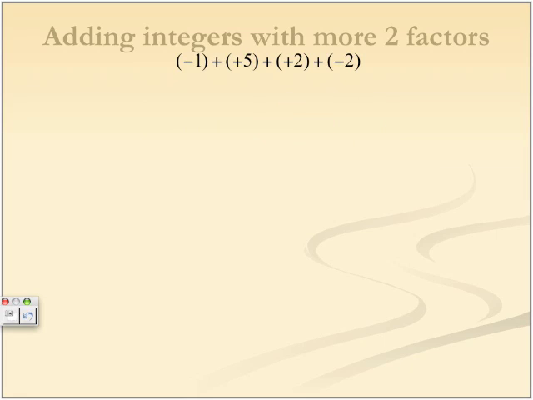Second way is dividing it into negatives and positives. You're going to add them together. That equals 6. And then you're going to add this plus 4.